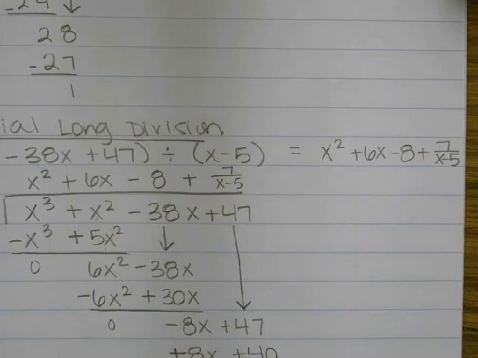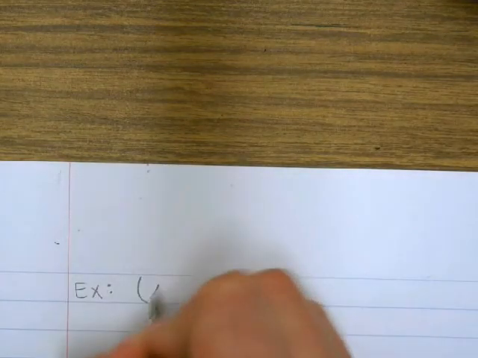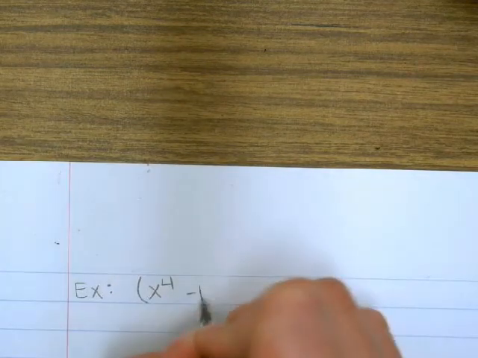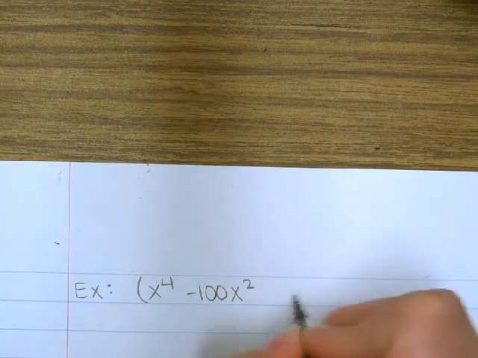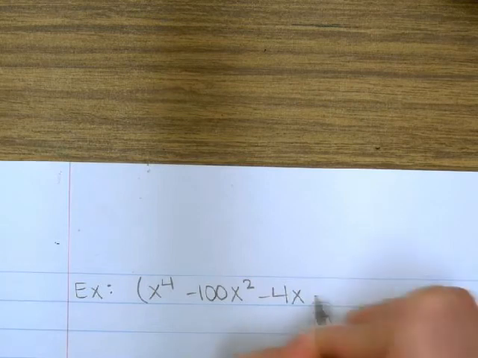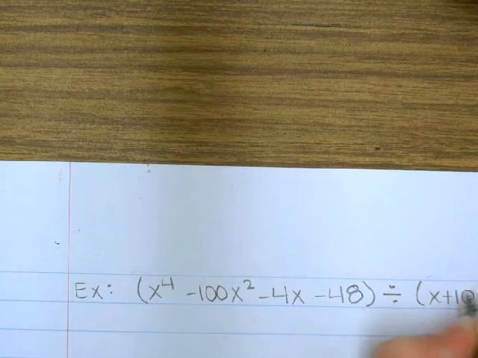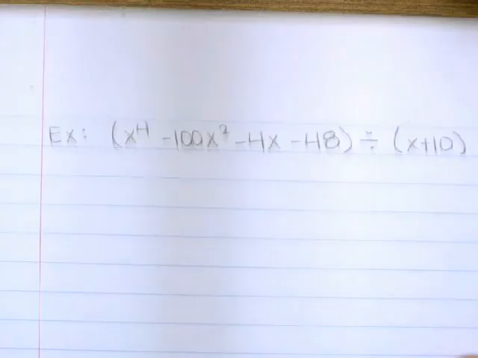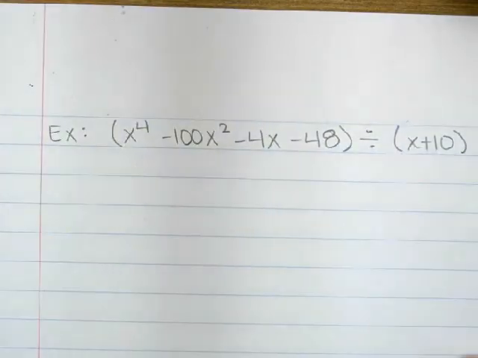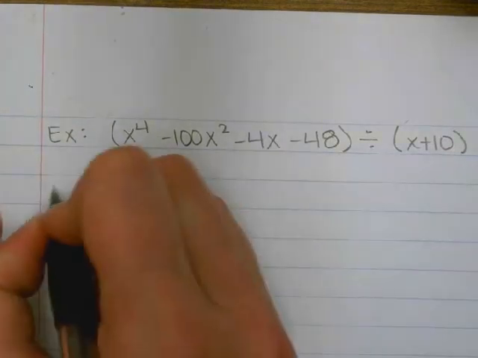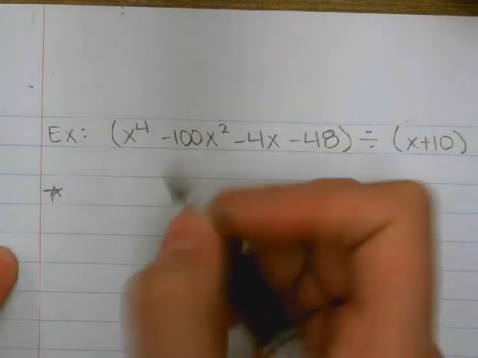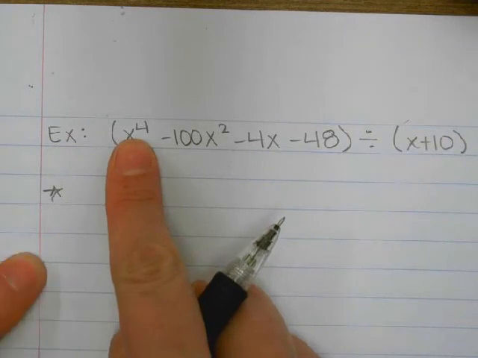All right, we're going to do one more example on this video. So here is the problem we're going to do. We're going to do x to the fourth minus 100x squared minus 4x minus 48 divided by x plus 10. So this problem has something in it that you have to watch out for. And the thing that you have to watch out for is you have to make sure that all of your exponents are accounted for.